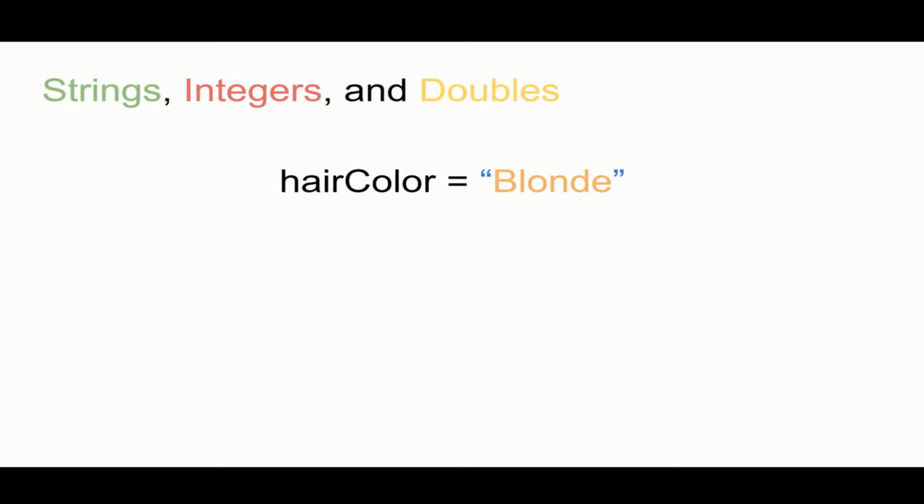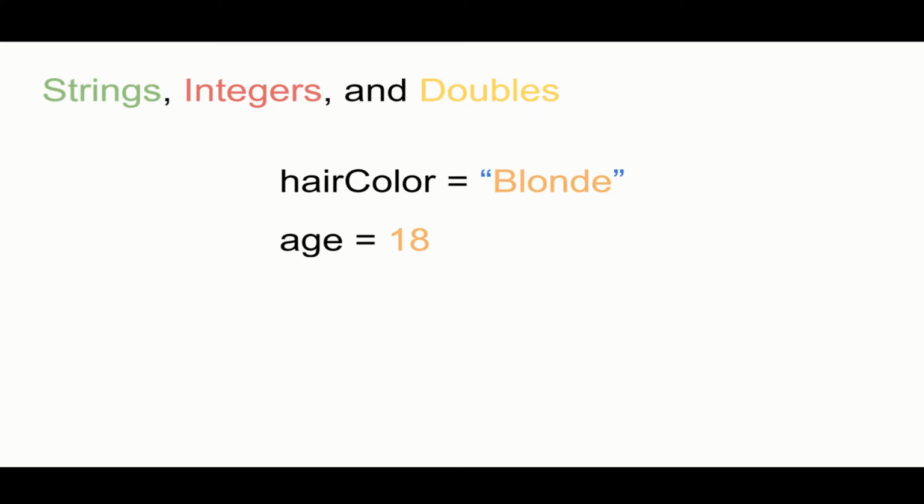Moving on, we have integers. Integers are basically just whole numbers that can be positive or negative, meaning no decimals, just whole numbers. So we can have a variable representing our age, and we can set that to 18. That's valid because it's a whole number, and it's an integer.